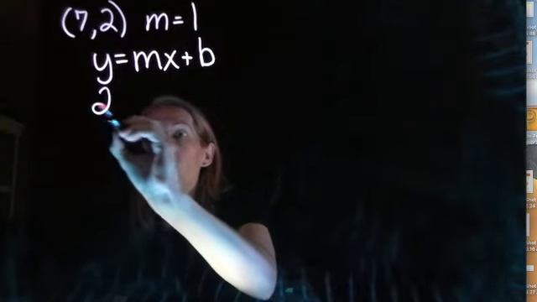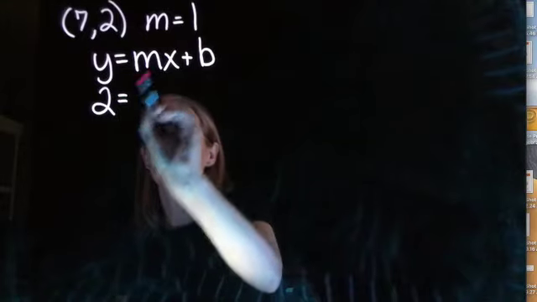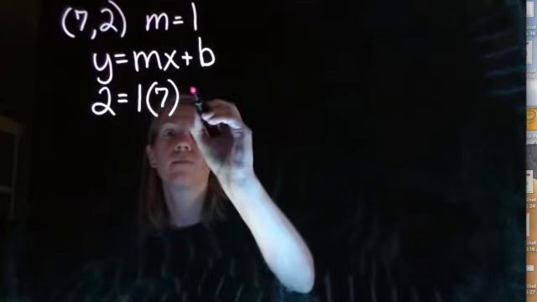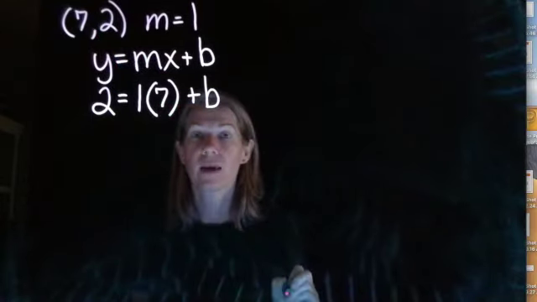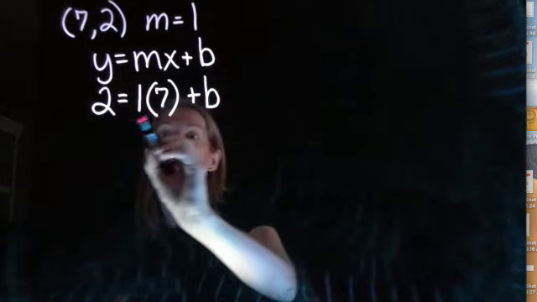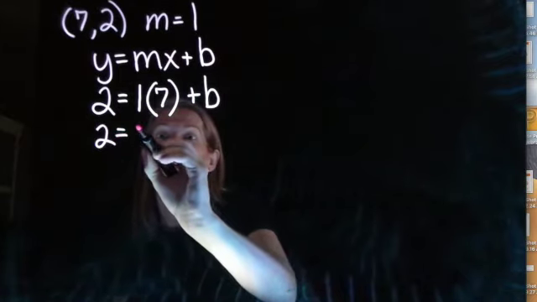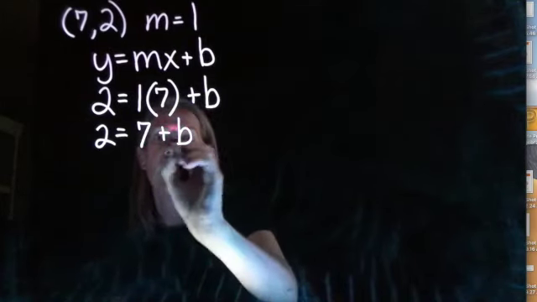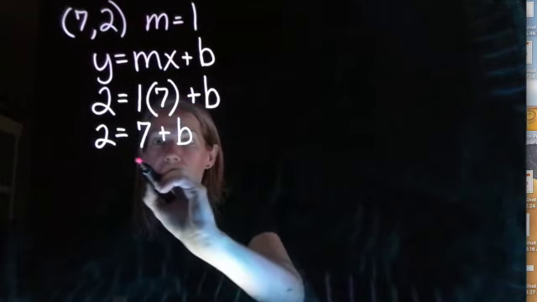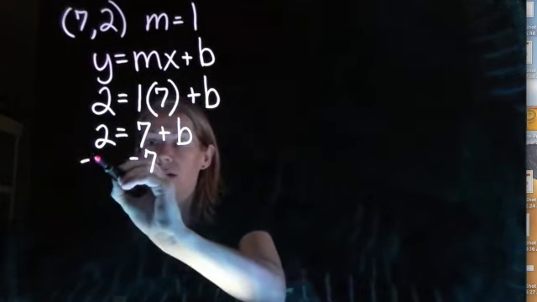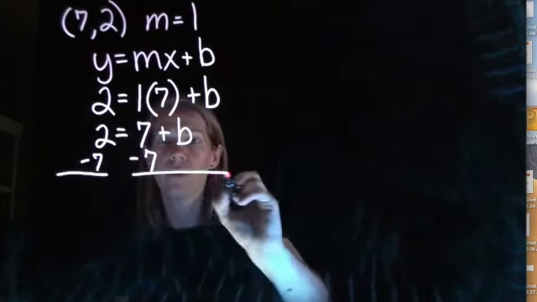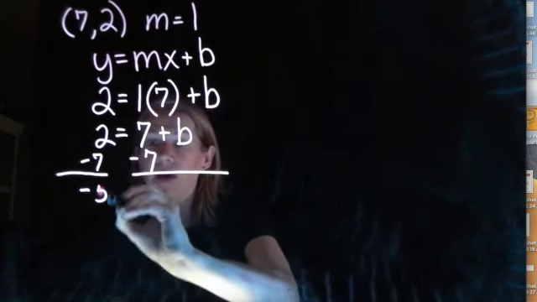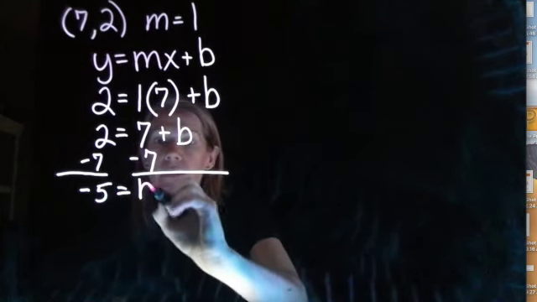So we know that y at this point is 2, m is 1, and our x value is 7. Now we just solve for b. So 2 equals 7 plus b. We need to isolate b, so we're going to subtract 7. And whatever we do to one side, we have to do to the other. So 2 minus 7 is going to give us -5, and that is our b.